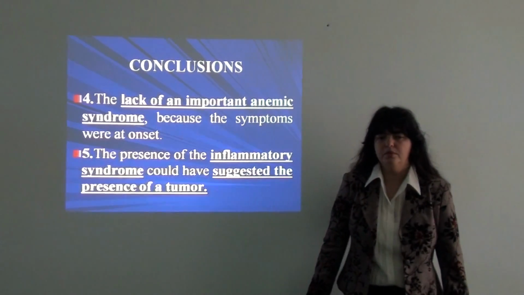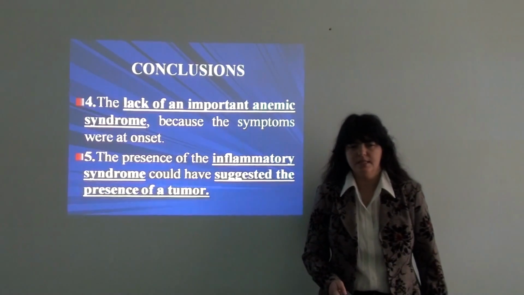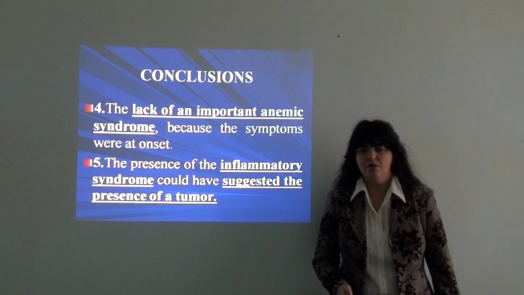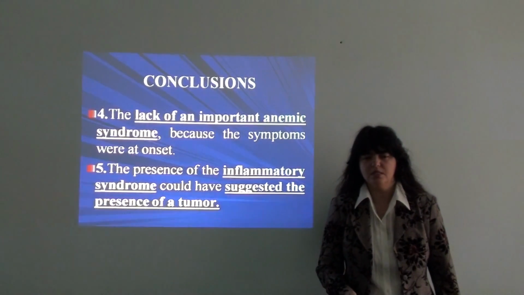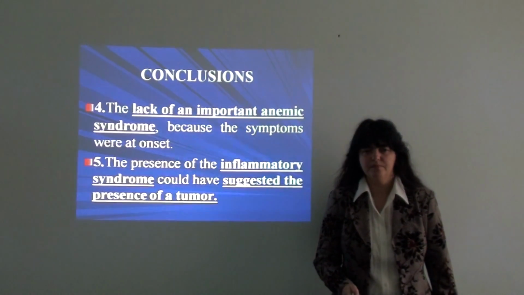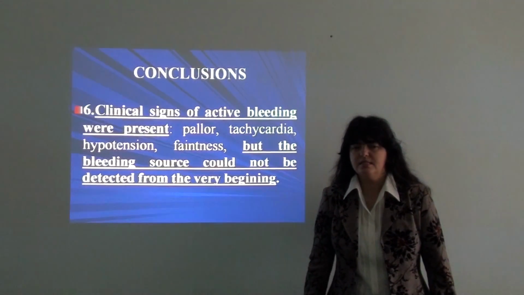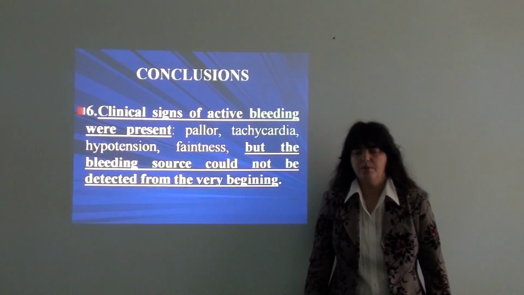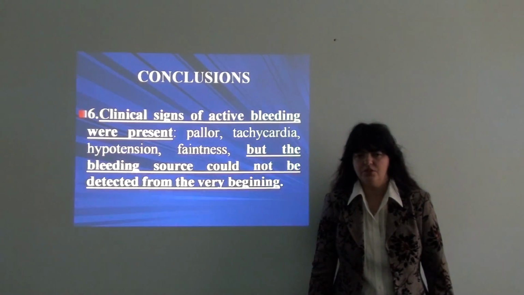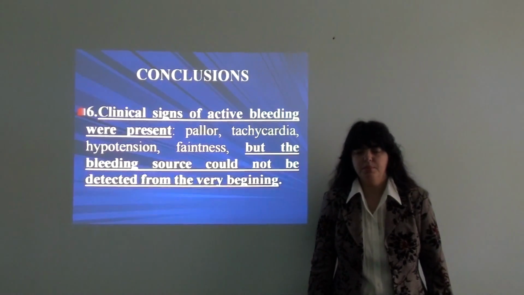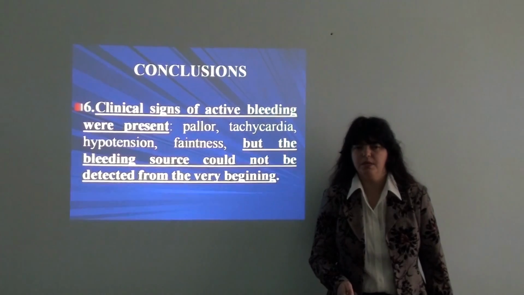The lack of an important anemic syndrome, because the symptoms were at onset, and the presence of the inflammatory syndrome could have suggested the presence of a tumor. Clinical signs of active bleeding were present: pallor, tachycardia, hypotension, faintness, but the bleeding source could not be detected from the very beginning.